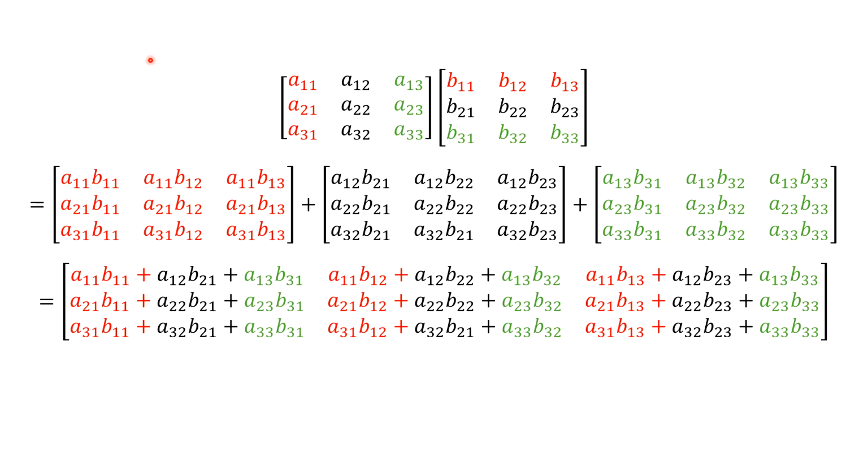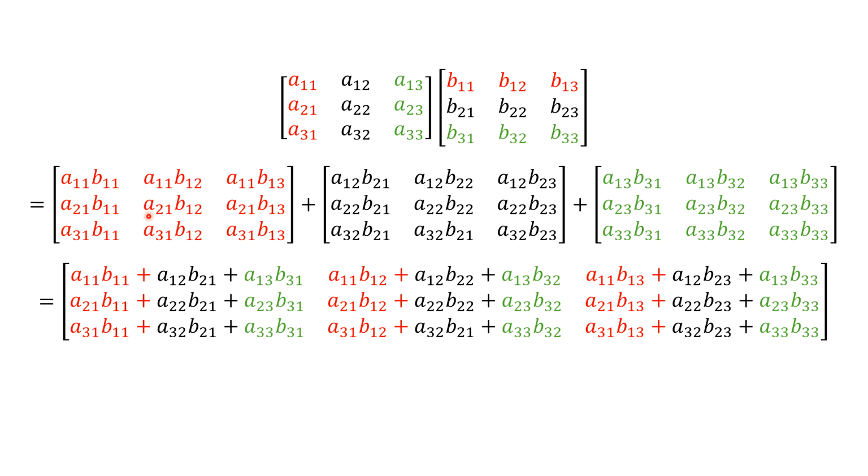I have an example here of the outer product for matrices, where the matrices are 3 by 3 in this case, and I've color-coded it to help us visualize. So first let's use the outer product method. We take the first column of A times the first row of B, so that would be A11 times B11, A11 times B21, and so forth, and you get this here.